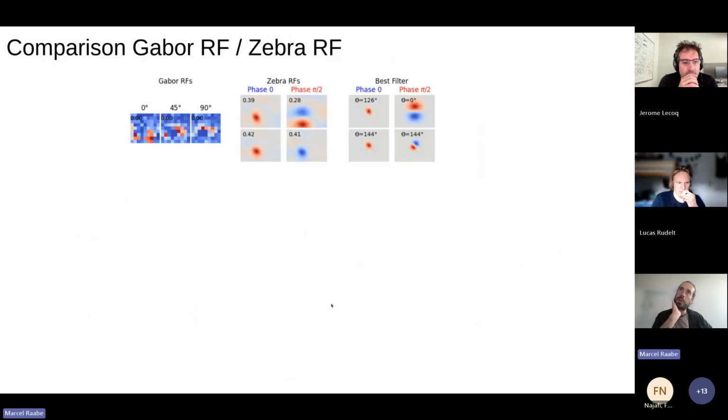Now I want to move to the comparison to the analysis with the local Gabor patches. The figures will look the following. The right part is something I have already shown, the correlation maps. The numbers indicate for the zebras the maximum absolute correlation value I'm finding. In the best filters, I'm also showing the theta, the orientation of the filter.